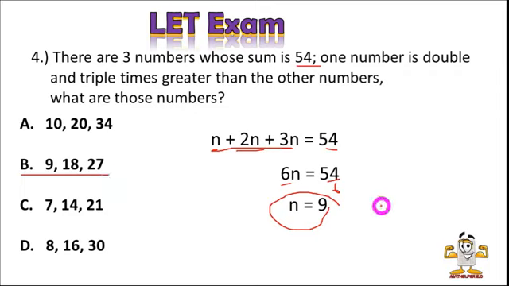Dahil, yung first number natin is 9. So, dahil ang second number is 2n, and 2 times 9 is 18. Yung third number natin is 3 times 9, which is the n is 9. So, 27.